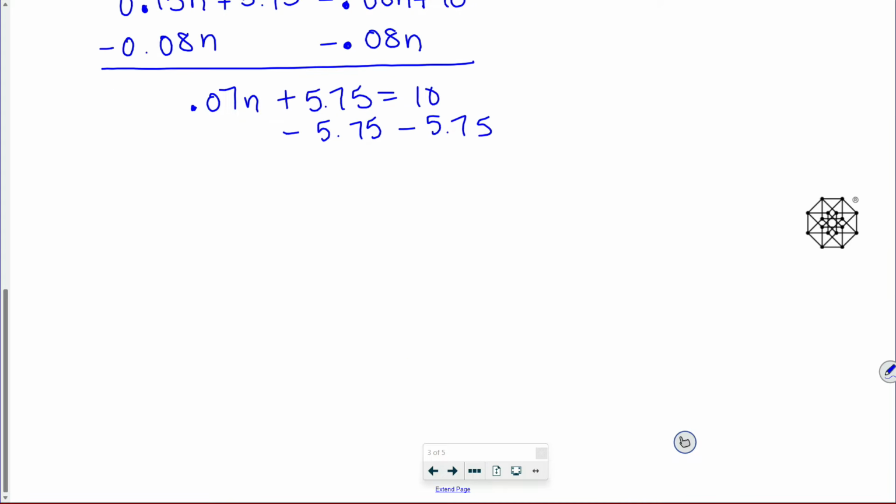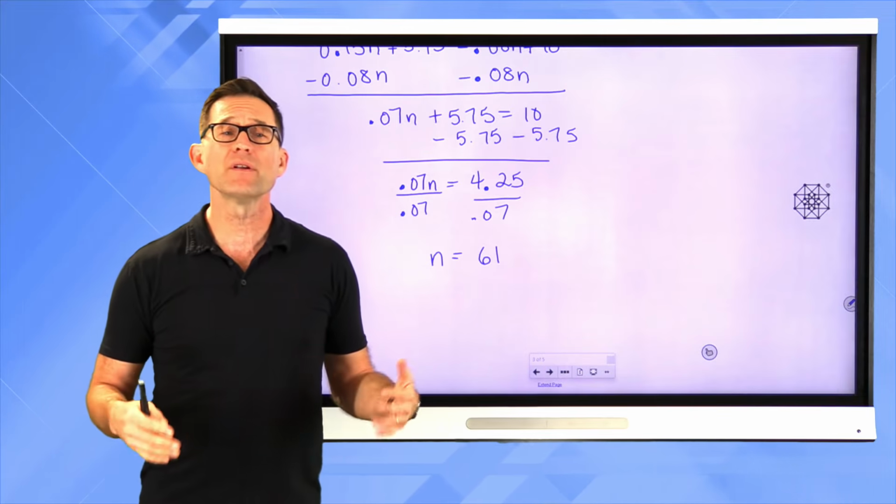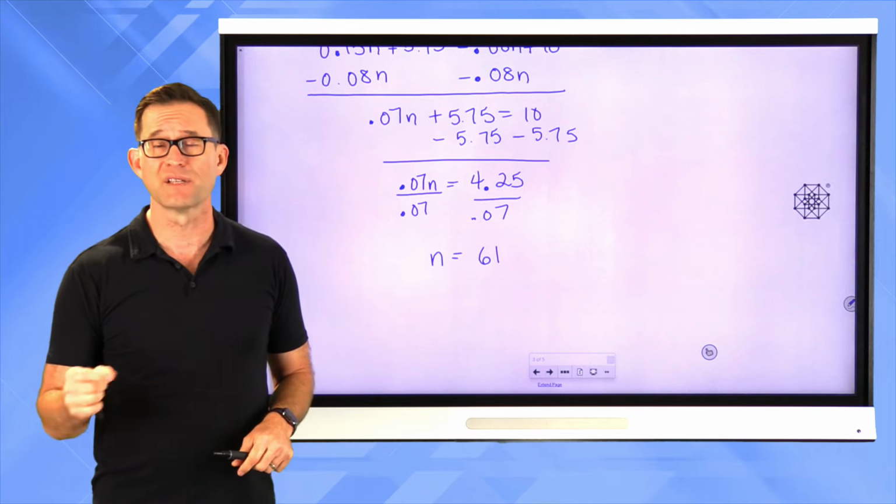Now we'll subtract 5.75 from both sides. Maybe I'll extend the page to give myself some more room. That's going to be 0.07n is equal to 4.25. And now I'll divide both sides by 0.07. All right, and rounded to the nearest whole number, that ends up being 61. Now it's a decimal, but rounded to the nearest whole number, it's 61.